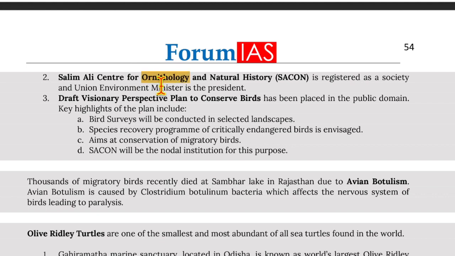Now moving on to Salim Ali Center for Ornithology and Natural History, which is registered as a society, and the Union Environment Minister is its president.